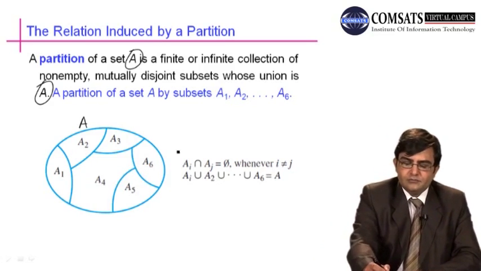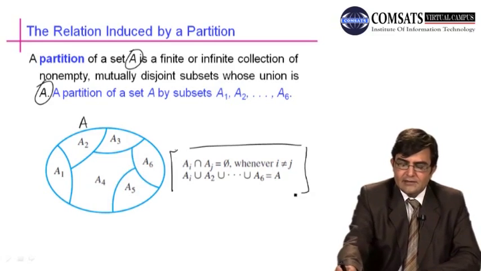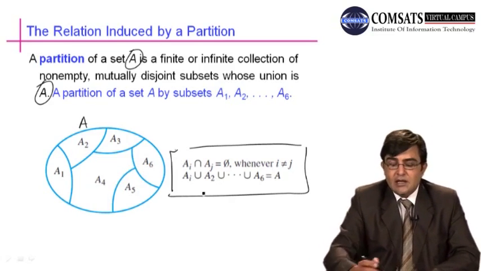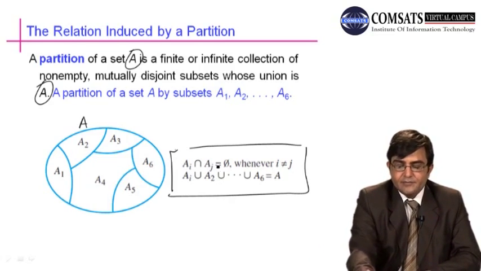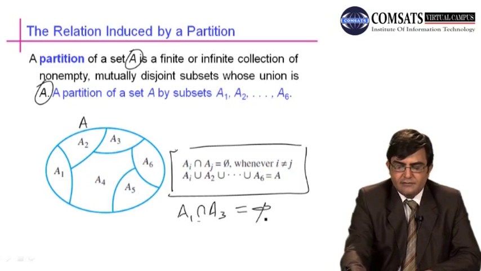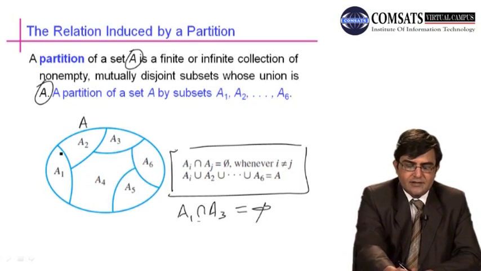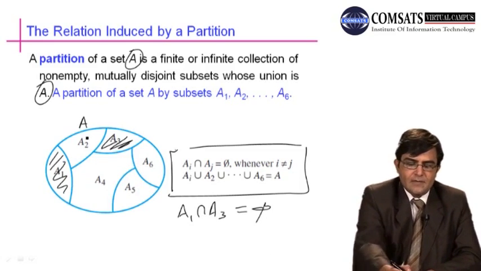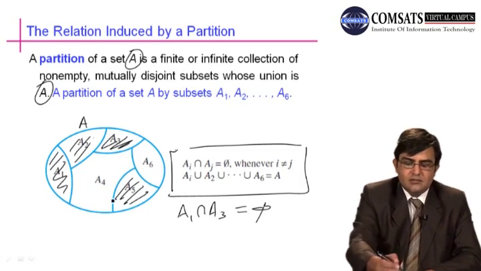We can express it as Ai intersection Aj is equal to phi whenever i is not equal to j. Means any two different sets. If we take the intersection of A1 and A3, this must be phi. If we take the intersection of A5 with A2, this is also phi.